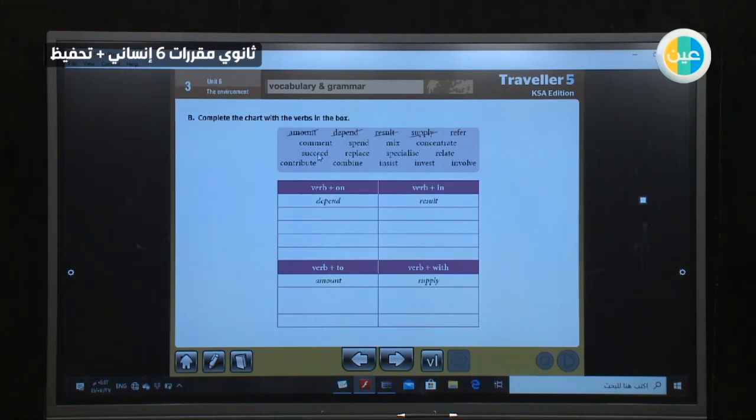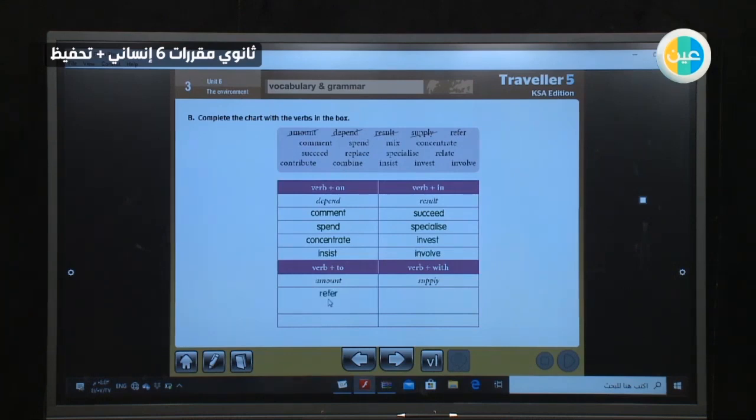Now try to decide which of these verbs go with the preposition "on." Yes: depend, comment (you can comment on), spend on, concentrate on, and finally insist on. Okay, verb plus "in": result in, succeed in, specialize in, invest in, and involve in.